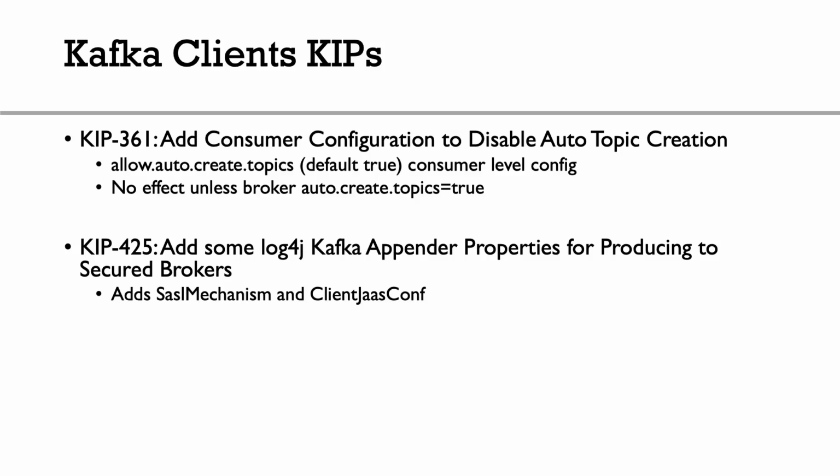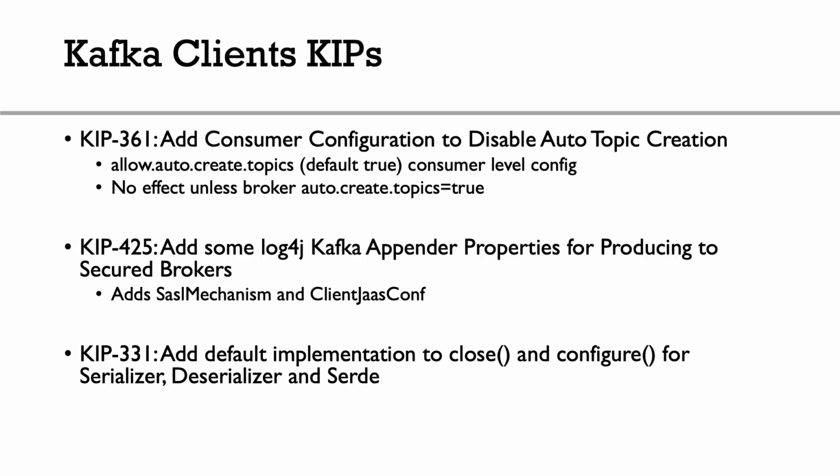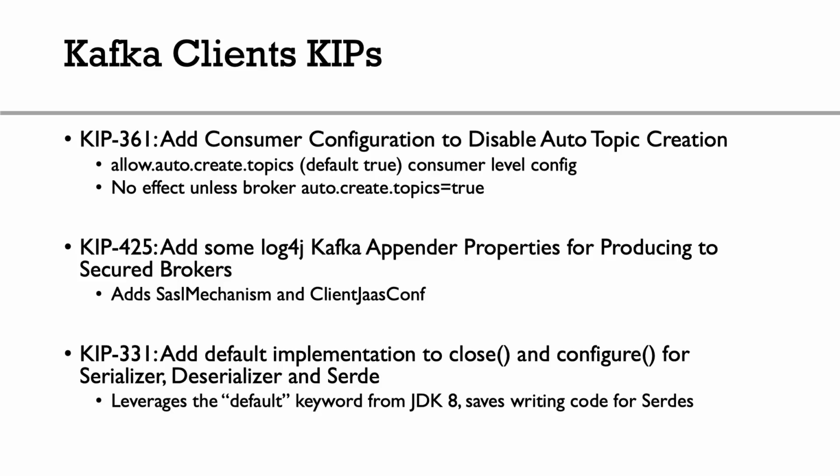There's also a new Log4j Kafka dependent properties for producing to secure brokers. So if you're using a Log4j producer, then there's SASL mechanism in client.jaas.conf. And finally, for the Serde, deserializer, and serializer, there is a default implementation for close and configure. That's due to the default keyword from JDK 8, because now the minimum JDK for Kafka is 8. So we start benefiting from a few language improvements from JDK 8 itself.